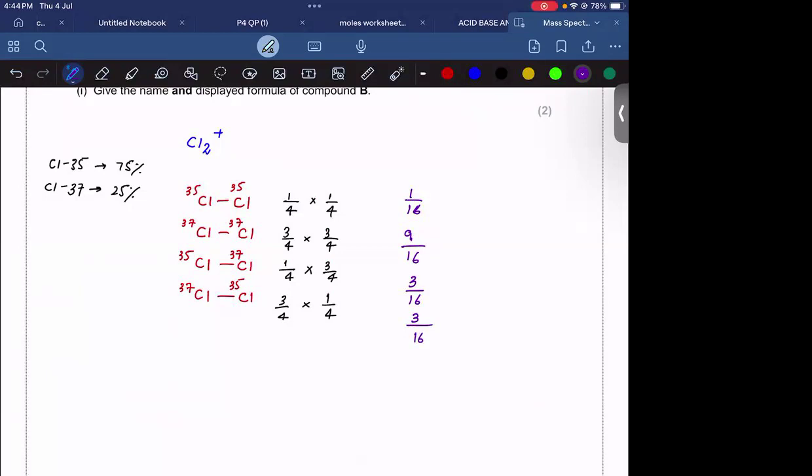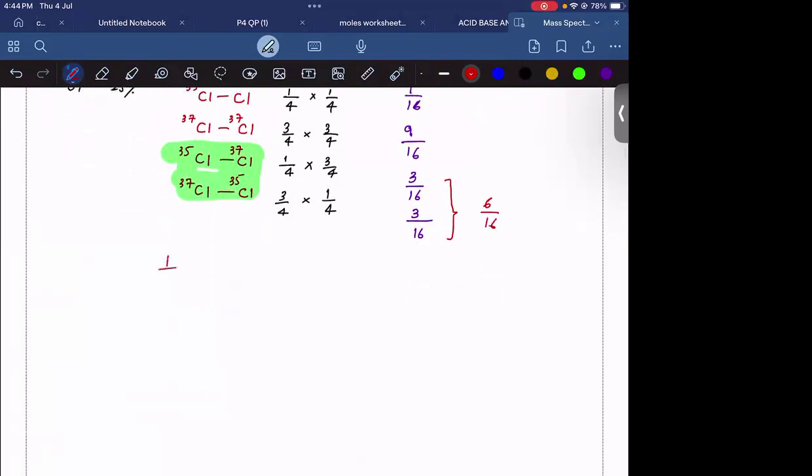If you can see, these are the same. 35, 37 and 37, 35. These are the same thing. I am going to add them together. Can you tell me what could be the answer if I add these? 6 by 16. Yes, 6 by 16. Good. So 1 over 16, 9 over 16, 6 over 16.